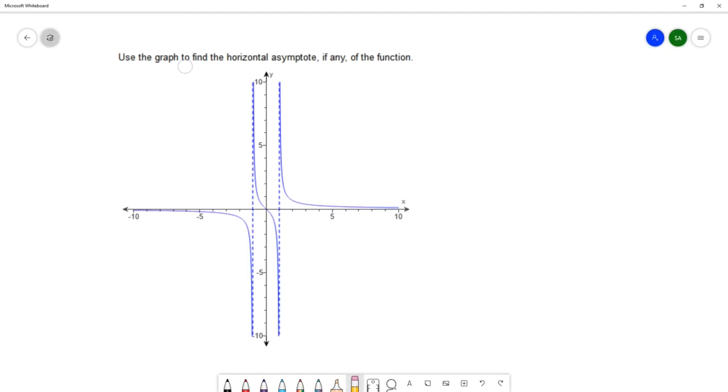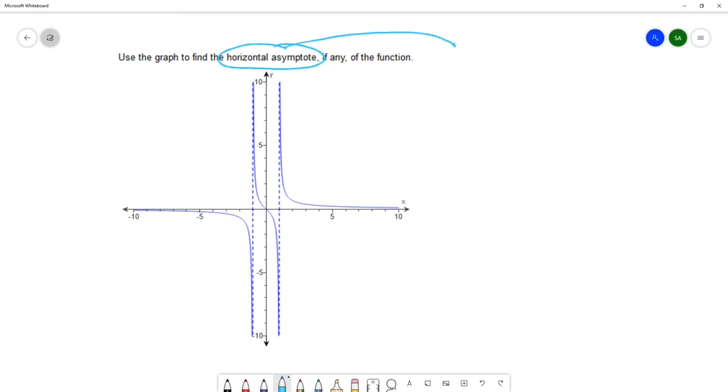Use the graph to find the horizontal asymptote, if any, of the function. So we're given this graph. It's a picture of a rational function, and we're looking for the horizontal asymptote. So let's understand what a horizontal asymptote is.